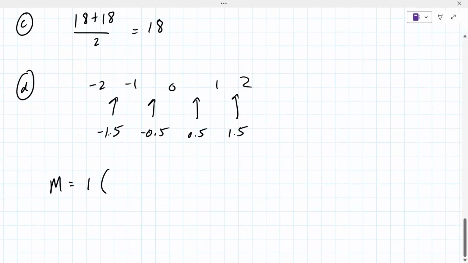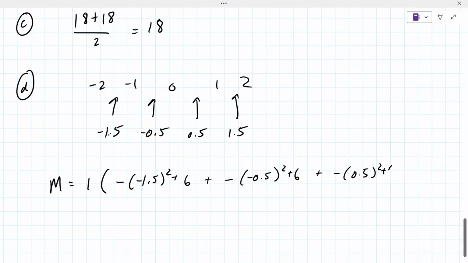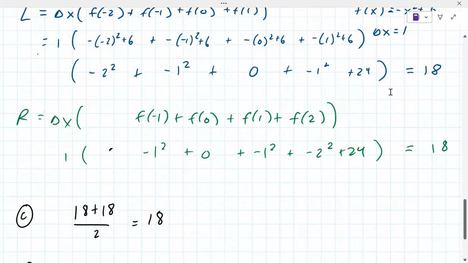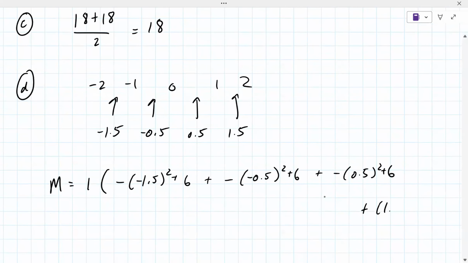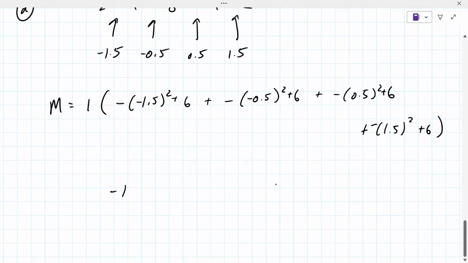So it ends up being delta x again times -1.5 squared plus 6, plus -0.5 squared plus 6, plus -0.5 squared plus 6. I'm just putting it back into this function over and over again. Plus -1.5 squared plus 6. So again, like the others, it's really just -1.5 squared plus -0.5 squared plus -0.5 squared plus -1.5 squared plus the 24.